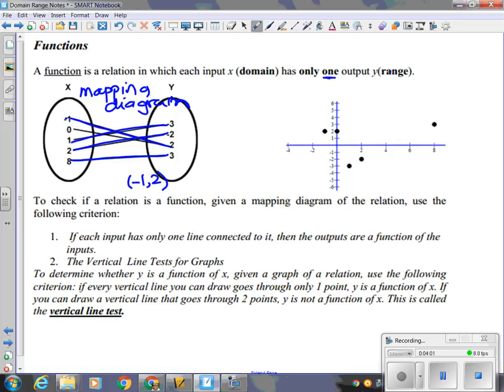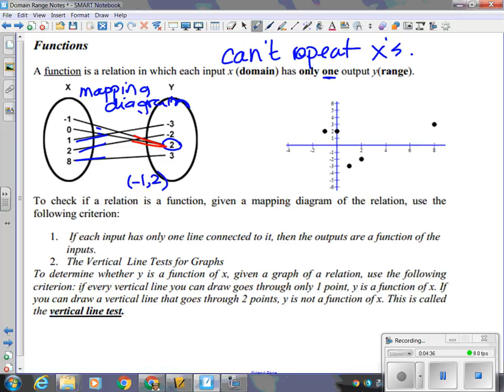So basically, let me kind of give you a little heads up. Write this down somewhere. You can't repeat x's. You can repeat a y. Look right here in my mapping diagram. How many lines are drawn from each one over here? One line, one line, one line, one line, one line, right? How many lines are coming into this number 2, though? 2 lines. So I can repeat an answer, and it's okay.